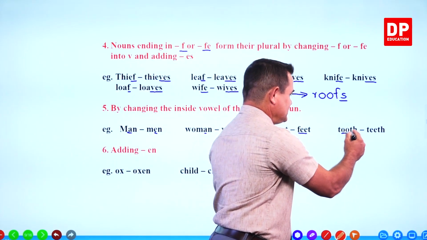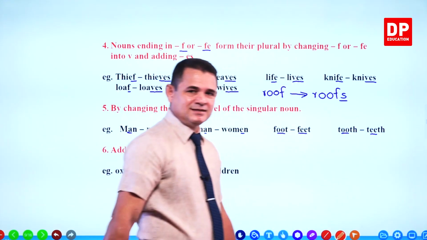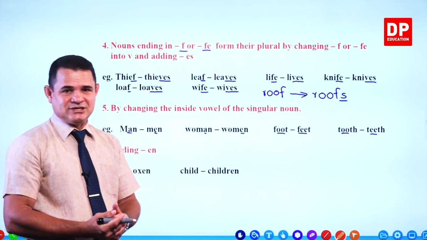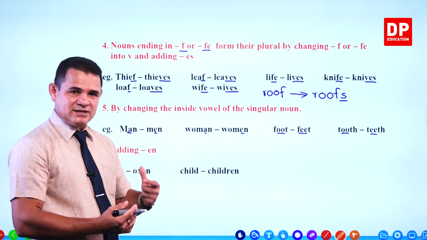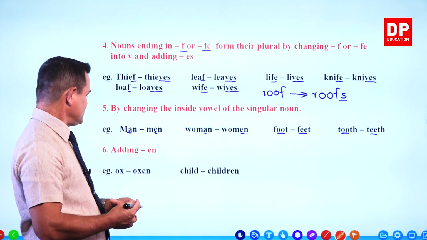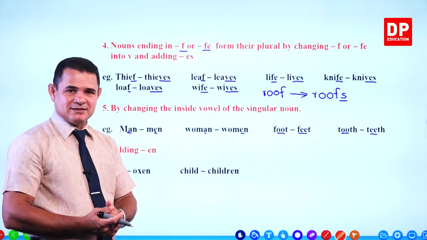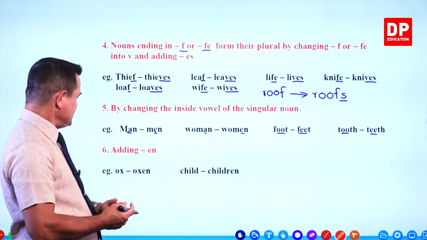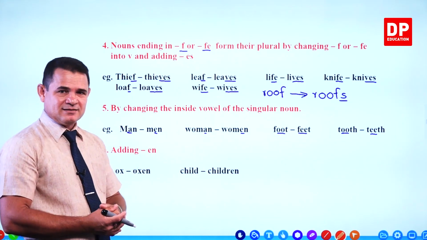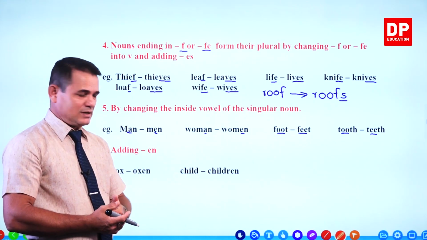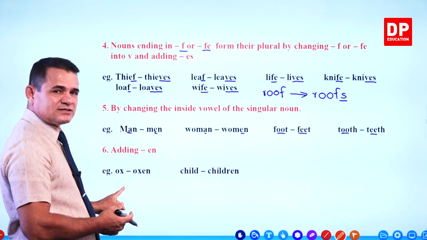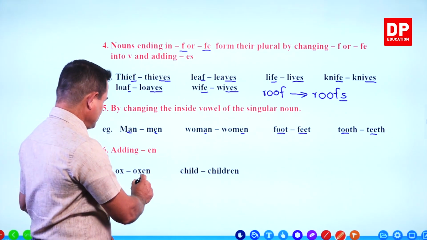Tooth. Teeth. Inside vowel change. වචනේ ඇතුලේ තියෙන vowel ලකුරු මාරුණා. So that is another method. The next method is adding en. En එකතු වෙලා. For example, ox. You add en.